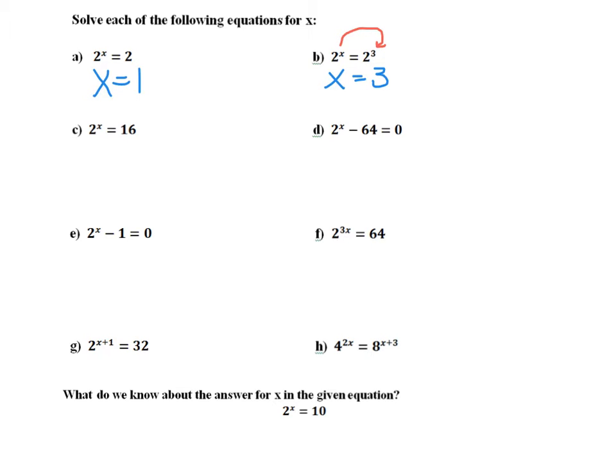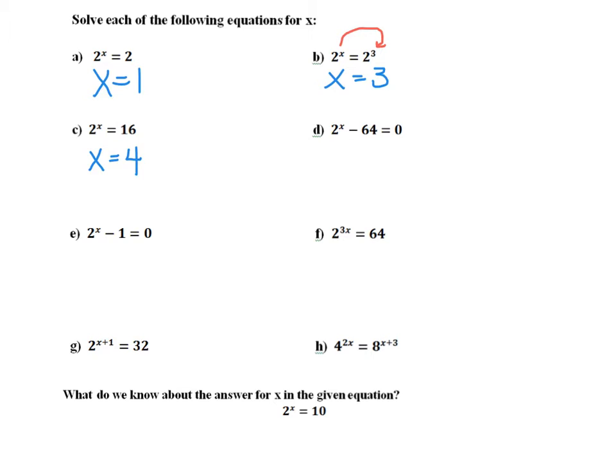In the third example, 2 to the x is equal to 16. What we want to think about is what power we have to raise 2 to get an answer of 16. Well, 2 to the first is 2, 2 to the second is 4, 2 to the third is 8, therefore my exponent must be 4 because 2 to the fourth is equal to 16.